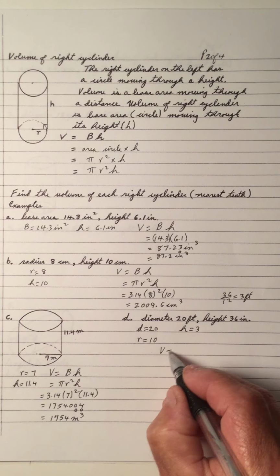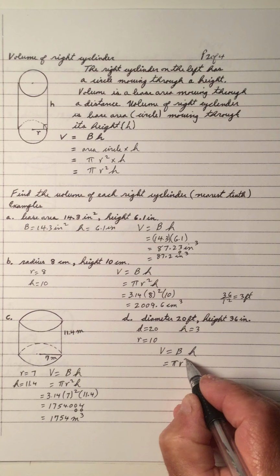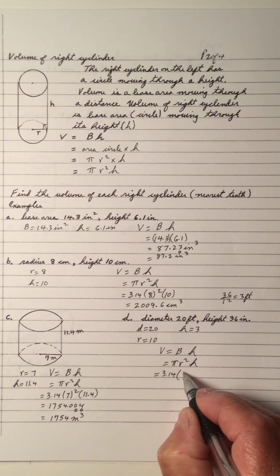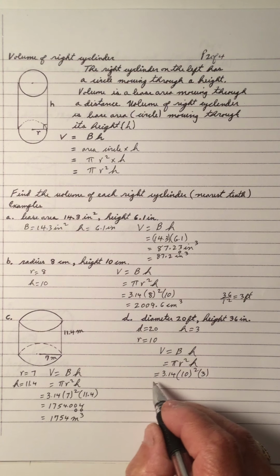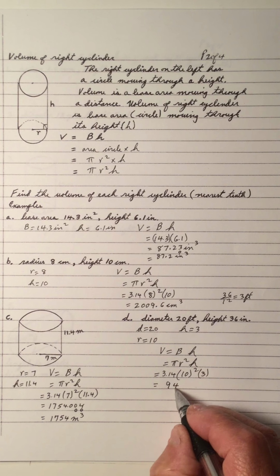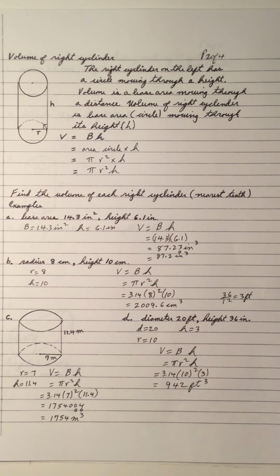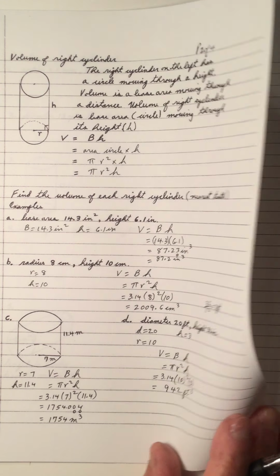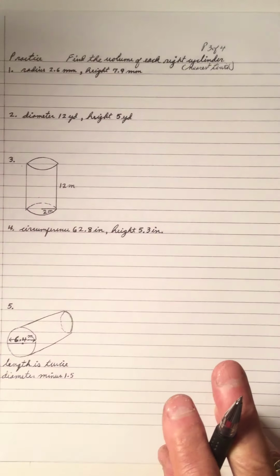So the volume is base area times height, so it's pi r squared h. It's 3.14 times the radius of 10 squared times the height of 3. When you multiply all that out, you get 942. And it's in feet, so it's cubic feet. And remember, base area times height. What is the base moving through a distance for volume.